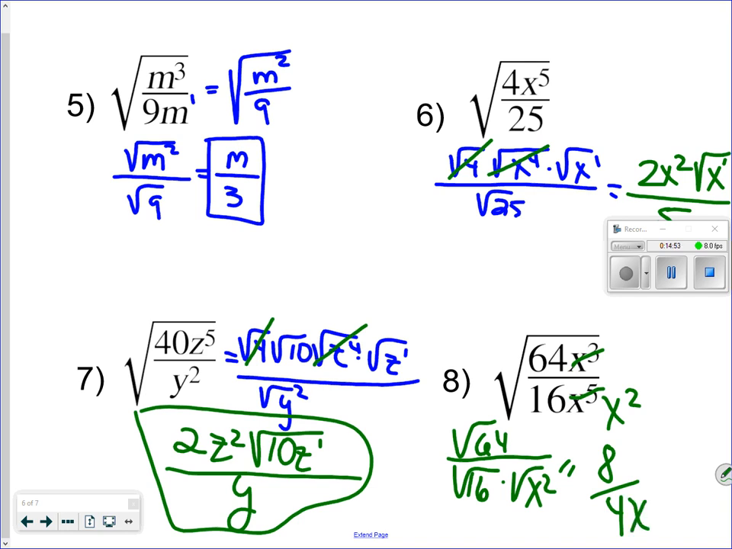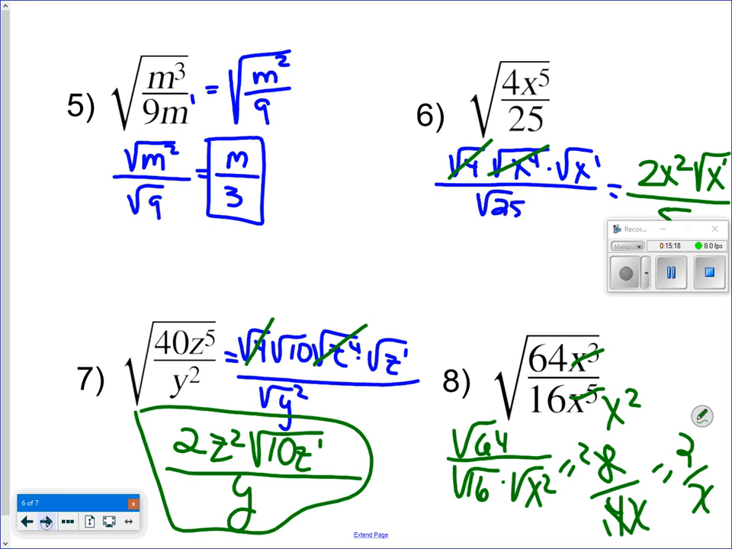And now we can do one more thing. 8 over 4 reduces. How many times does 4 go into 8? Yeah, 4 goes into 4 once, 4 goes into 8 twice. Be careful how you write this. The answer is not 2x. The answer is 2 over. You've got an x on the bottom. 2 over x for that one.